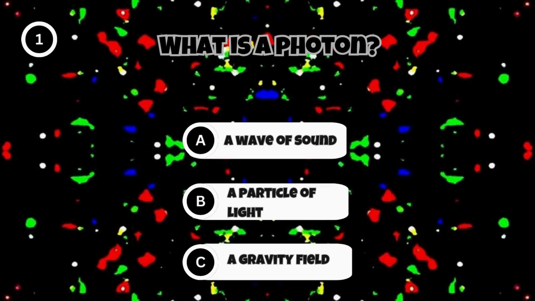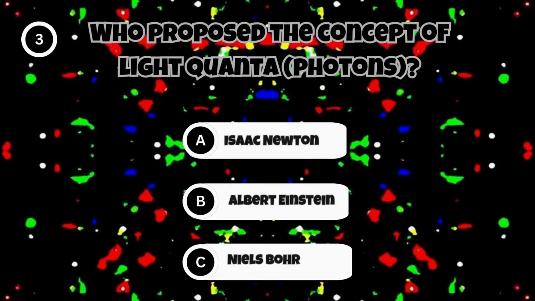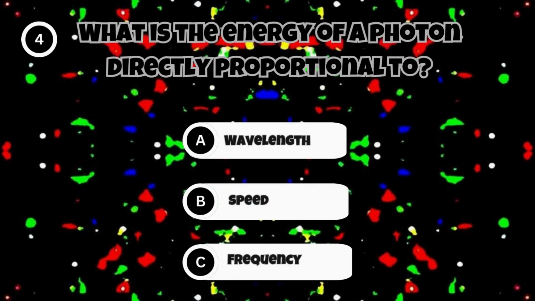What is a photon? What speed do photons travel in a vacuum? Who proposed the concept of light quanta, photons? What is the energy of a photon directly proportional to?